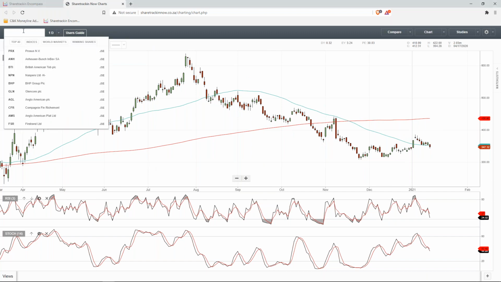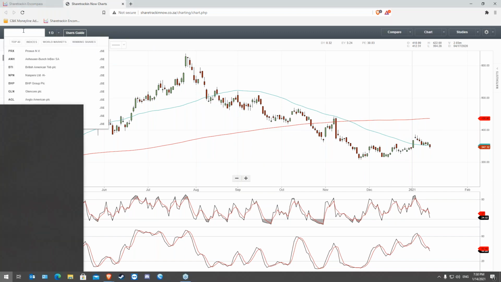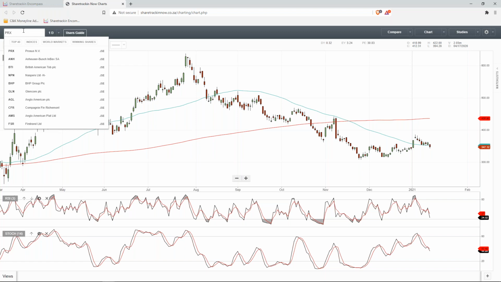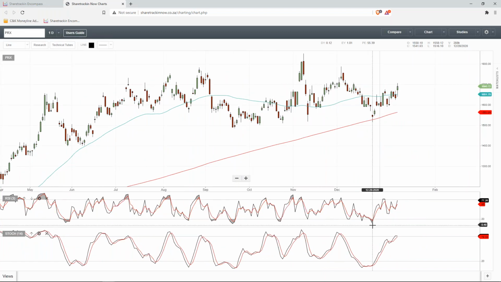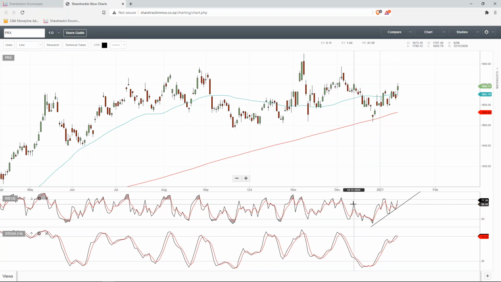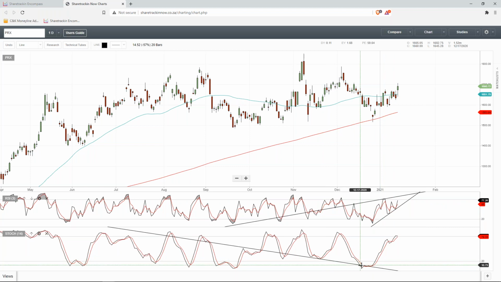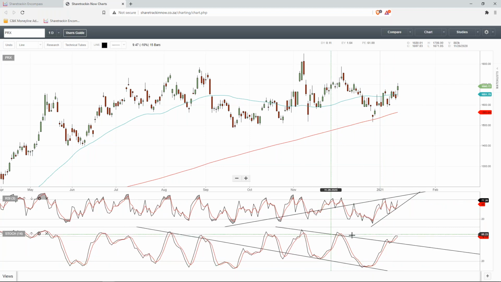So PRX, if we can quickly do PRX. PRX has a current strong converging trend in both directions. Yes, we had this divergence over here, and we had divergence over here.